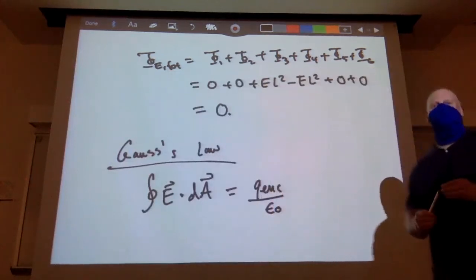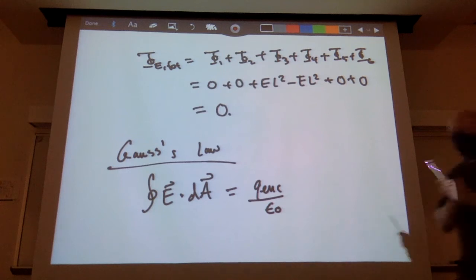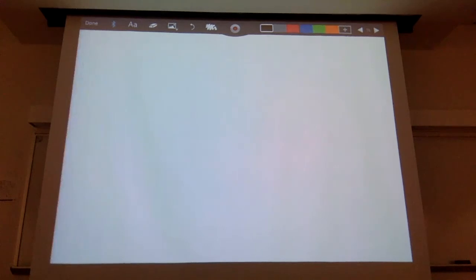Now, you may be looking at me saying, you told me in the beginning that the point of doing Gauss's law was not to do an integral. And now you're telling me there's an integral. You're lying to me, but I'm not lying to you. I'm going to show you why. So let's use Gauss's law in a problem and see how this actually works.